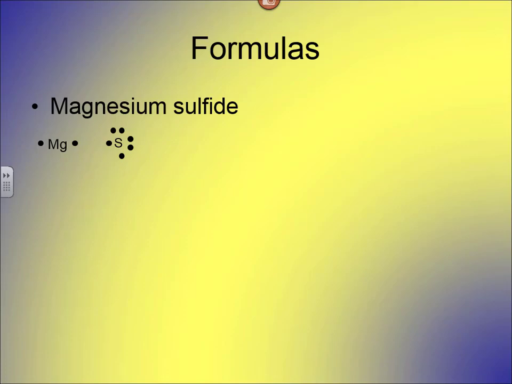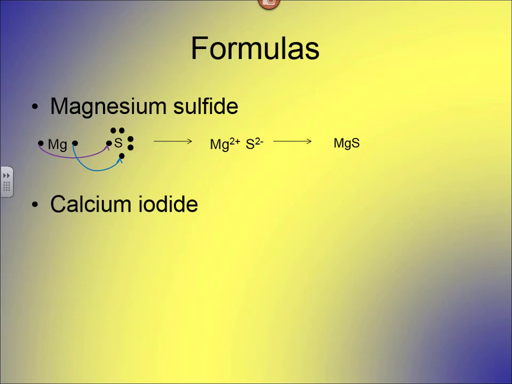Is it going to lose 6 or gain 2? Gain 2. Where are those 2 coming from? Magnesium. So those 2 from the magnesium hop over to the sulfur. You end up with Mg plus 2 and S minus 2. Are those 2 things even? Do they balance? Yeah. So when you write the formula, you just get MgS. One more with the electron pictures.